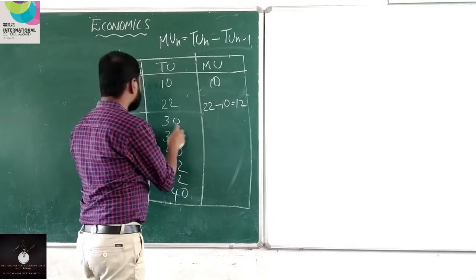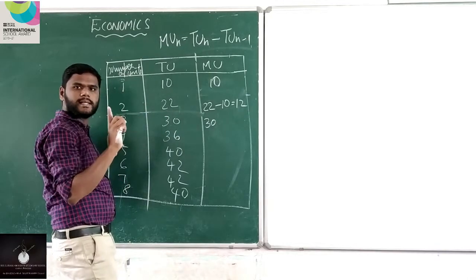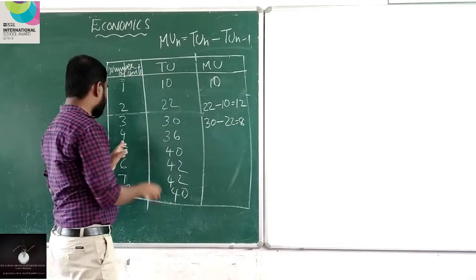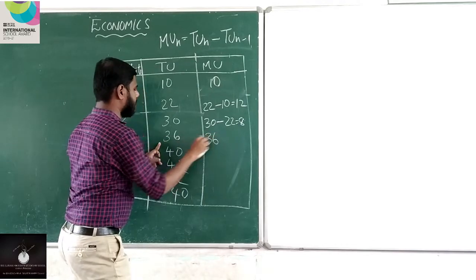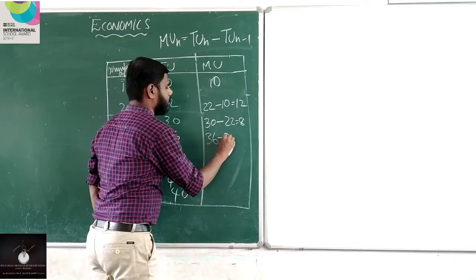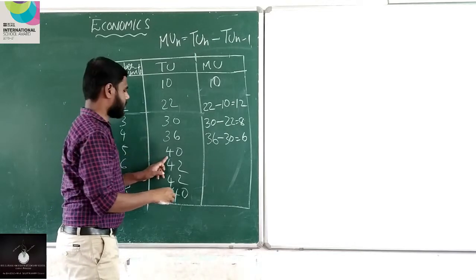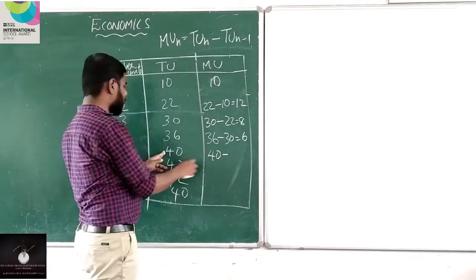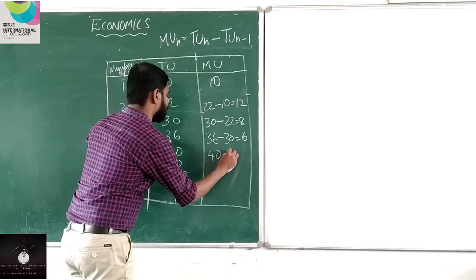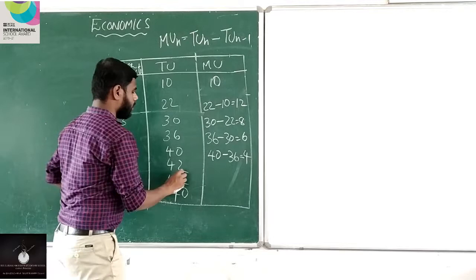Then the next one, TU3 is 30, and TUn minus 1 is the second unit, 22. So 30 minus 22 is equal to 8. Again, the next one, TU4 is 36, and n minus 1 is 3, where the total utility is 30, so 36 minus 30 is 6. The next one, the fifth unit, TU5 is 40, and the fourth unit's total utility is 36, so 40 minus 36 is equal to 4. Next one, the sixth unit.